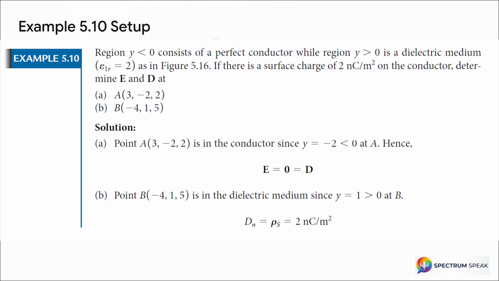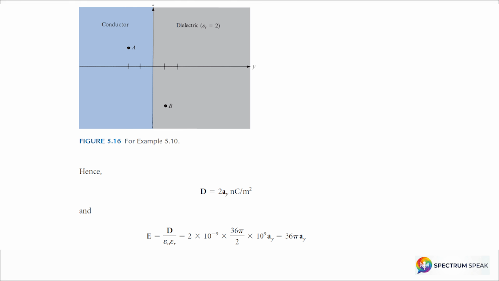Let's set up example 5.10 straight out of Sadiku's text. We're looking at a dielectric material where we're given an electric flux density, D, of -2 aY nanocoulombs per square meter. We're also told this material has a dielectric constant epsilon r of exactly 2. Our job is to calculate the electric field E. To do this, we just rearrange our simplified formula, E equals D divided by the product of epsilon naught and epsilon r.